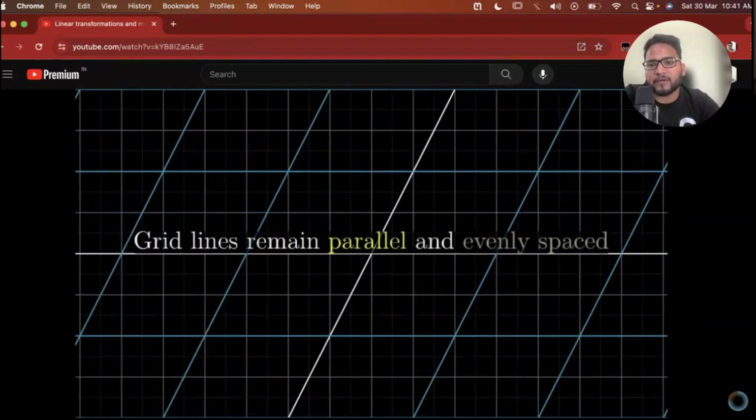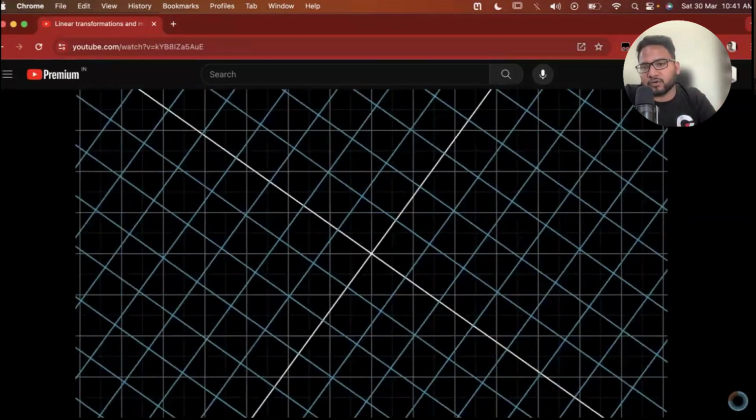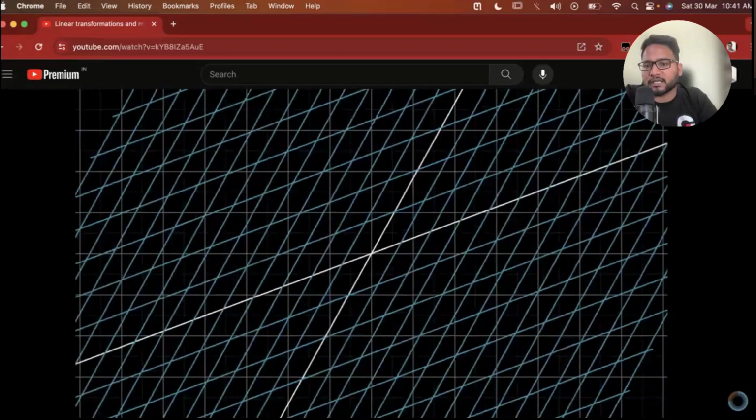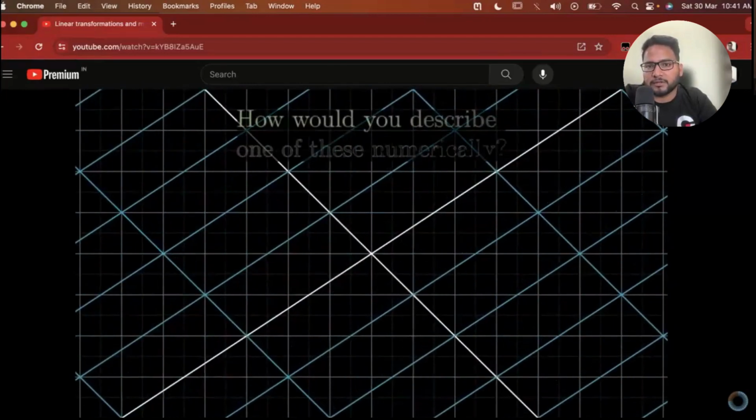If the grid lines are evenly spaced and parallel, then it is a linear transformation. If it is getting rotated or something like this, these all are linear transformations.